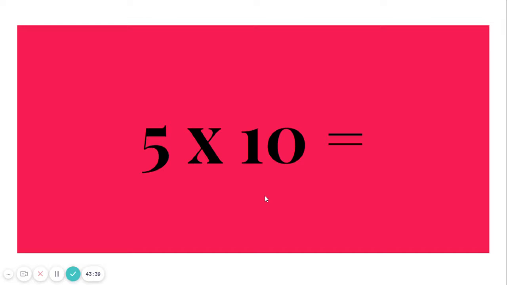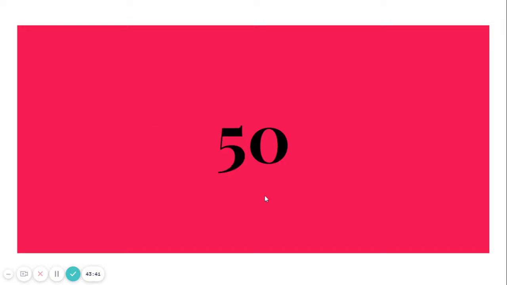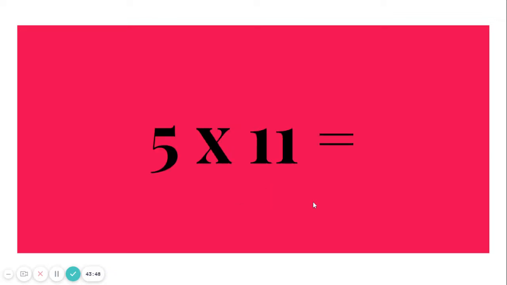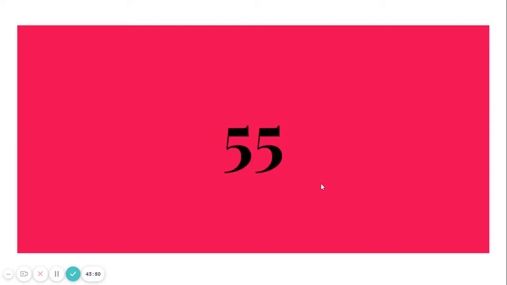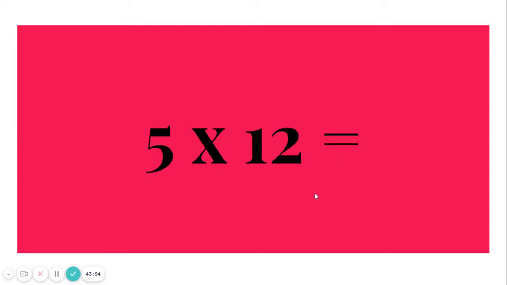5 times 10, write a 5, put a sticker on the end, 50. 5 times 11, write it twice, 55. 5 times 12, think of this as 2 different numbers, a 10 plus a 2. 5 times 10 is 50, plus 5 times 2 is 10. So 5 times 12 is 60.